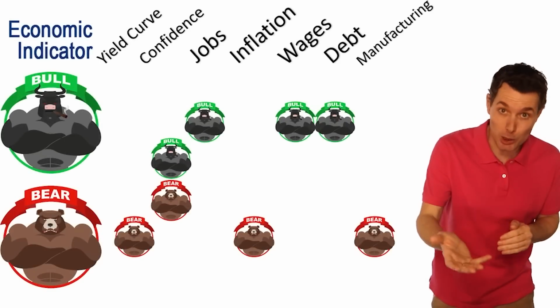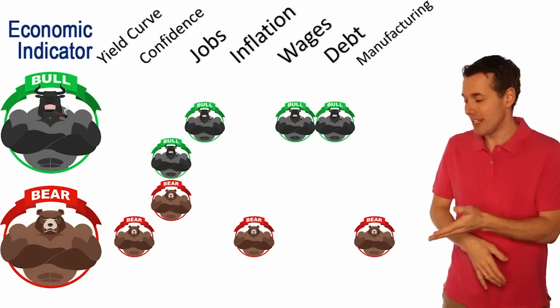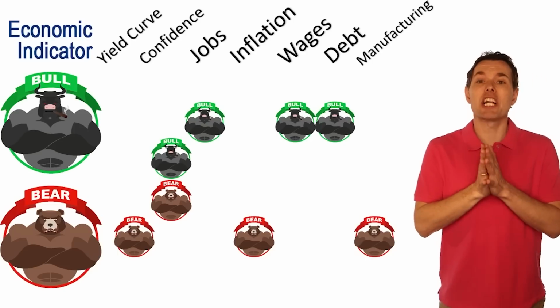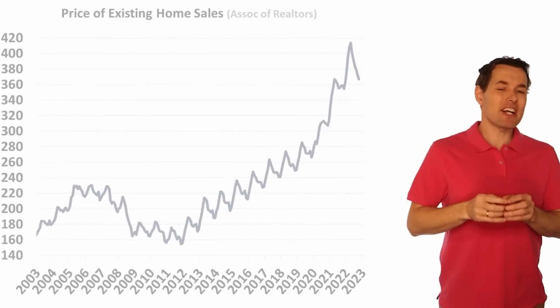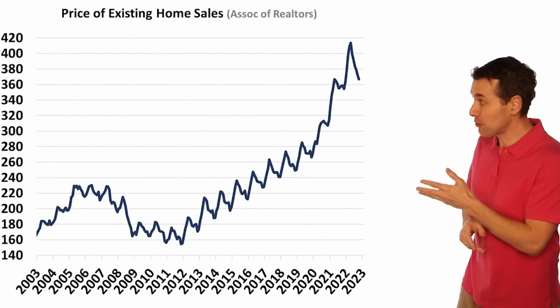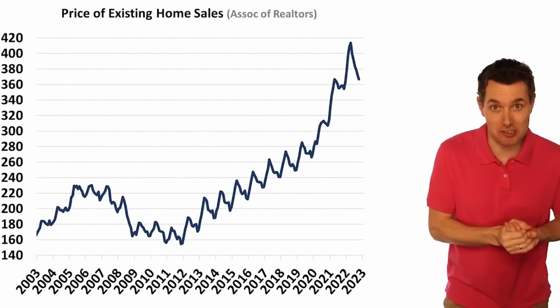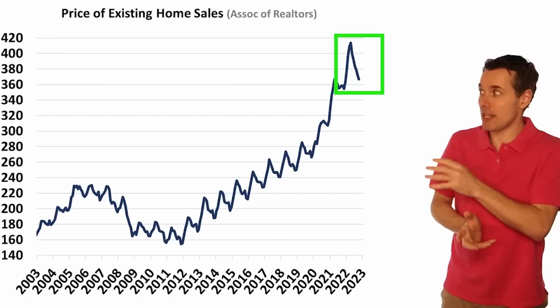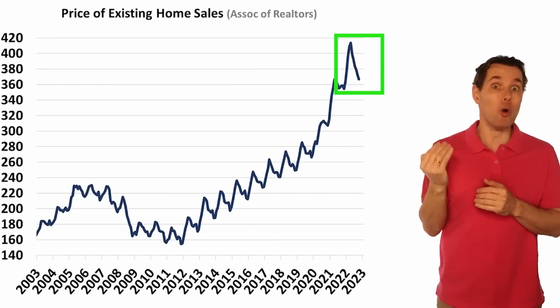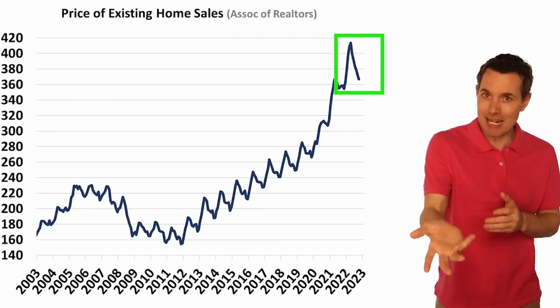Manufacturing has struggled over the past few months. No signs of turning. Easy point for the bears. Okay, now we're going to shift over to housing. So we've actually got two economic indicators. The first one is the price of existing home sales. And we can see that recently the price of existing home sales did pull back a bit, which you would think is a bad sign.